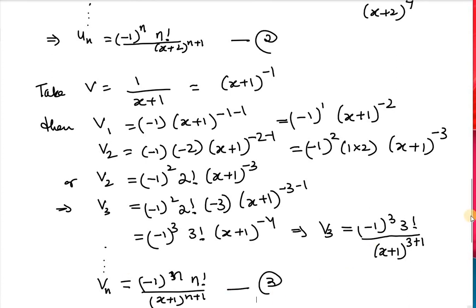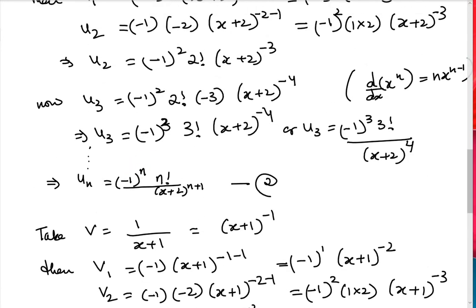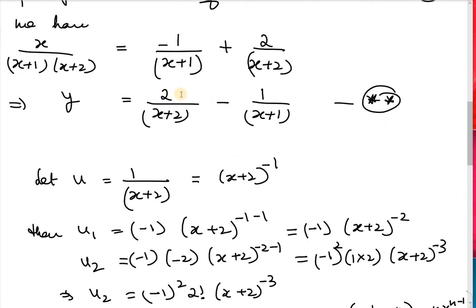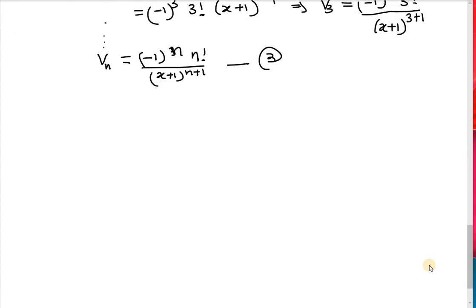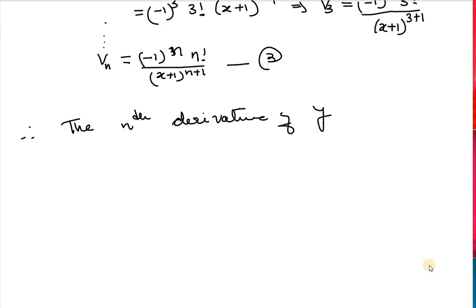So finally we have got the nth derivative of un and vn. That is, we know what is the nth derivative of 1 by (x+2) and what is the nth derivative of 1 by (x+1). So therefore, the nth derivative of y will be yn is equal to 2 times un minus vn.